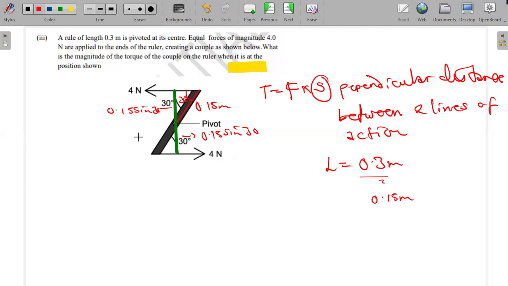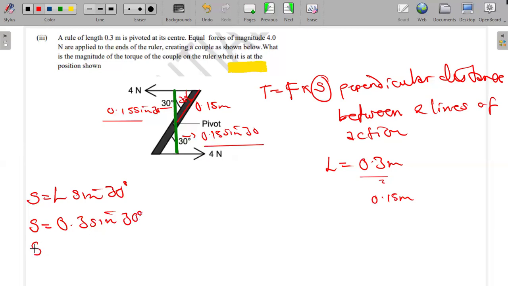So in simple terms, our vertical distance is equal to the length that we have times sine 30, because we're just adding these two values. So my vertical distance between the lines of action will be equal to 0.3 sine 30 degrees, which is going to give me a value of 0.15 meters. This is my vertical distance.